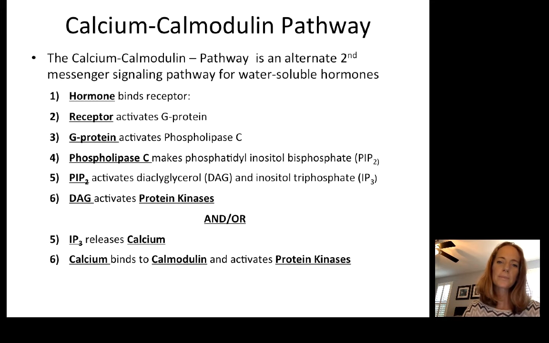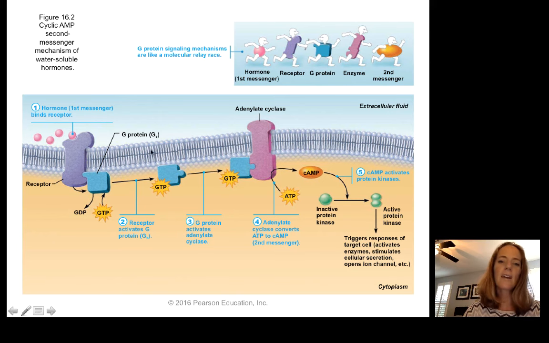Here is the diagram that your book provides for the cyclic AMP pathway. Actually, I think this is from a different text. Yeah, this is from a different textbook, but I chose it because I like it better than what's in your book. But you have something very similar in your book. So the hormone, here's the hormone in pink here, binds to its specific receptor, activates the G protein. The G protein is inside the cell now and can make changes to other molecules inside the cell.